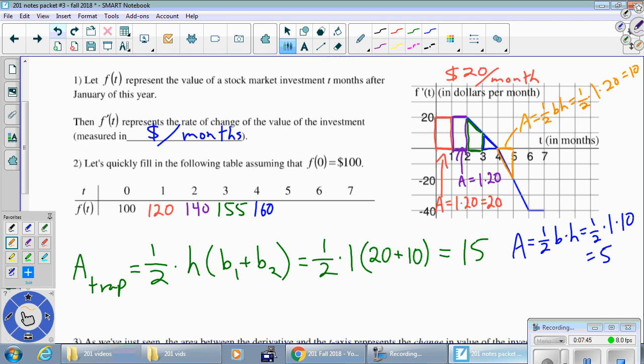So that's a 10. So did we just make $10? And the answer is no. The F prime curve is now below the horizontal axis, which means the rate at which our investment's value is changing is negative. So we didn't gain $10 over the course of that month. We lost $10 over the course of that month. And another way to think of that is that anything below the curve corresponds to a negative. If we're thinking of signed area, stuff below the curve we said was negative. So we just lost $10, so we went from 160 back down to 150.